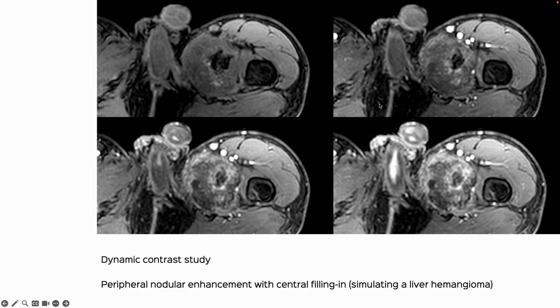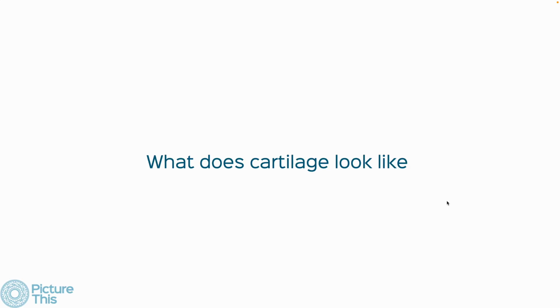Now, the dynamic contrast study here shows peripheral nodular enhancement with central filling in, which simulates a liver hemangioma. So that's a good analogy to keep in mind. Anything that looks like a liver hemangioma on a dynamic contrast CT in a focal bone lesion is cartilage.